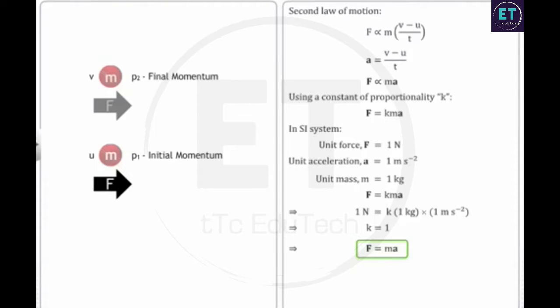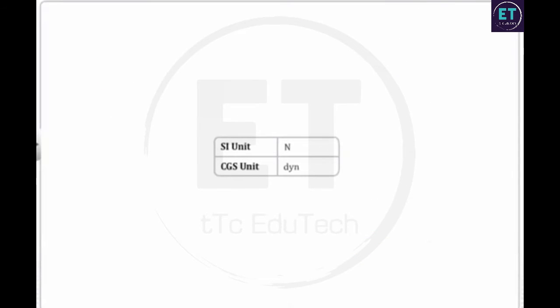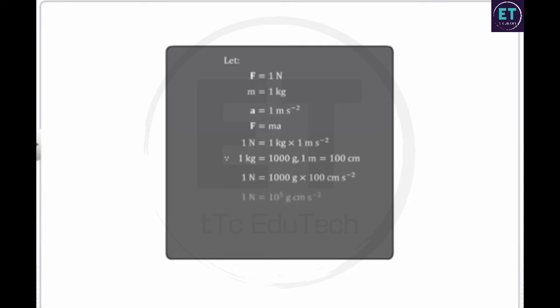Therefore, according to the second law of motion, you can express the force applied as the product of mass and acceleration of the body. Using the expression for the second law of motion, we can define the relationship between the SI unit of force, Newton, and the CGS unit, dyne. Consider unit values for force, mass, and acceleration of an object, and substitute these values in the expression F is equal to ma. You get 1 Newton is equal to 1 kilogram meter per second square. Since 1 kilogram equals 1000 gram and 1 meter equals 100 centimeter, 1 Newton is equal to 10 raised to the power 5 gram centimeter per second square. Since 1 dyne is equal to 1 gram centimeter per second square, 1 Newton is equal to 10 raised to the power 5 dyne.